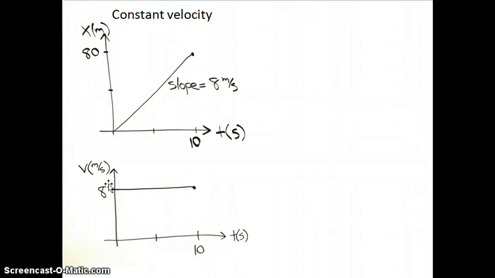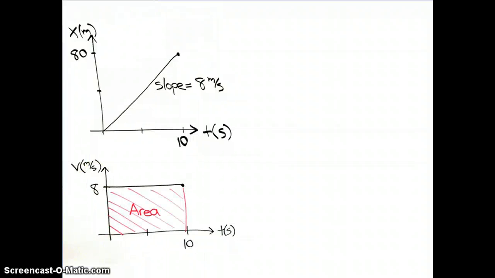So in an example like this, we start with position versus time and we generate the velocity versus time graph. But we can go the opposite direction. Taking the velocity versus time graph, instead of taking a slope, because the slope isn't particularly interesting, the slope is 0, if we look at the area under the graph, we can gather some more interesting information.